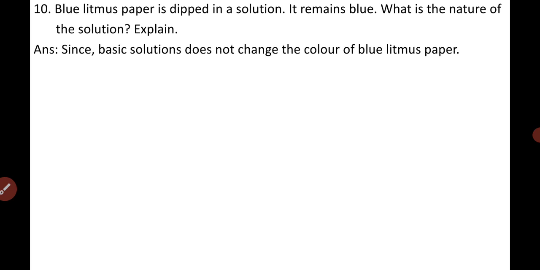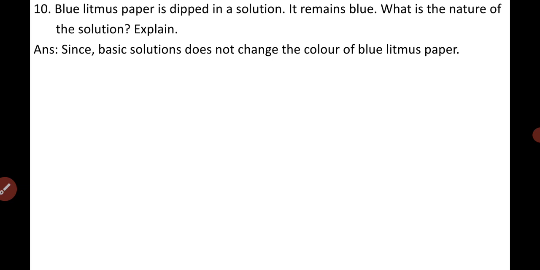Very simple. You know that basic solutions do not change the color of blue litmus paper. Okay, basic solutions change the color of red litmus paper. Remember, basic solutions change the color of red litmus paper to blue. Okay, it does not change the color of blue litmus paper. Remember.